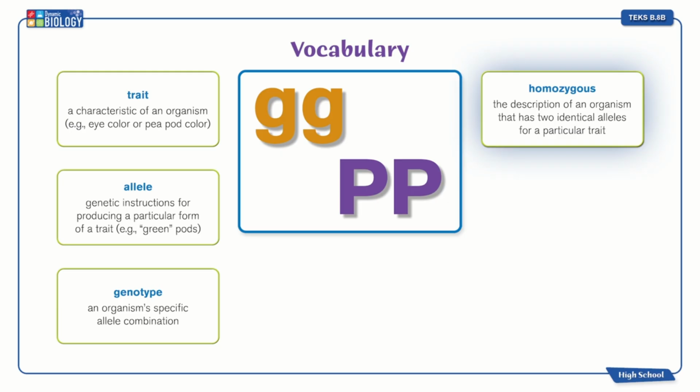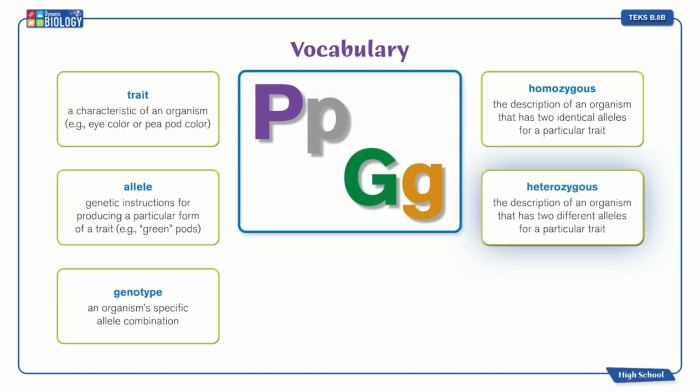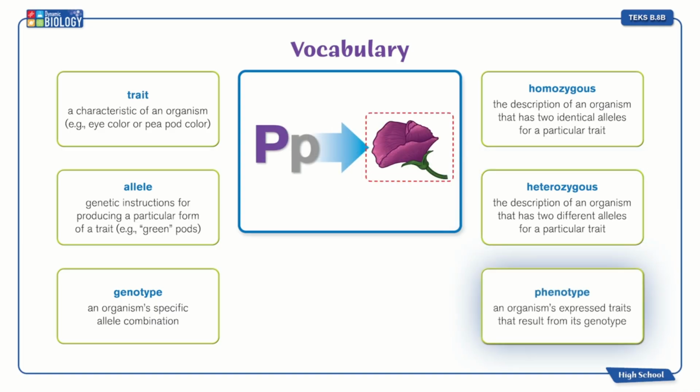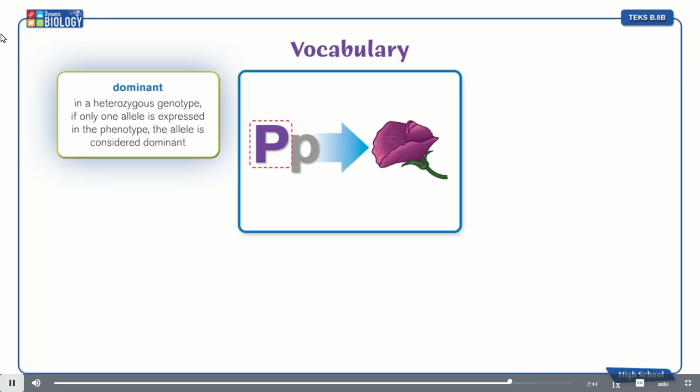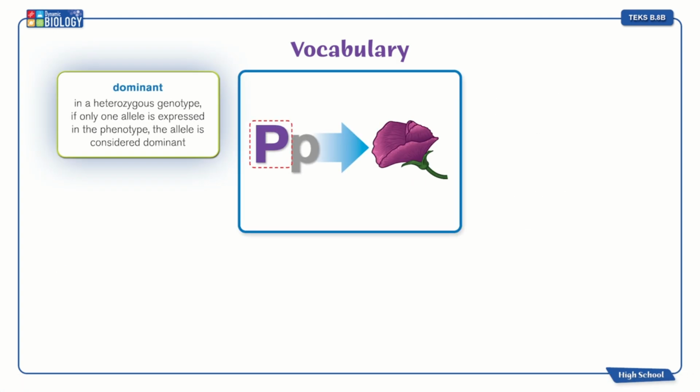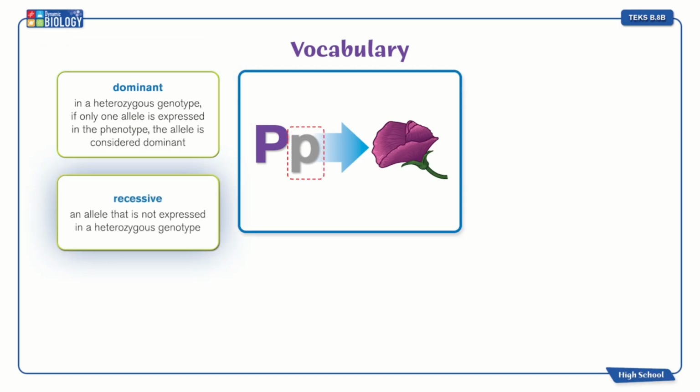Homozygous is the description of an organism that has two identical alleles for a particular trait. Heterozygous is the description of an organism that has two different alleles for a particular trait. A phenotype is an organism's expressed traits that result from its genotype. In a heterozygous genotype, if only one allele is expressed in the phenotype, the allele is considered dominant. An allele that is not expressed in a heterozygous genotype is considered recessive.